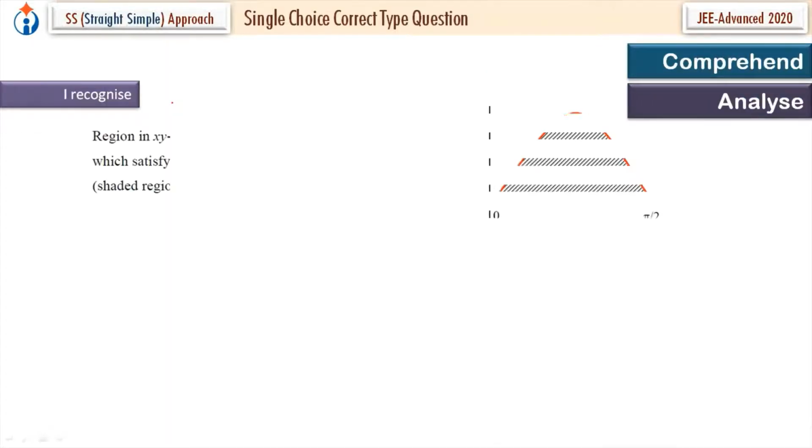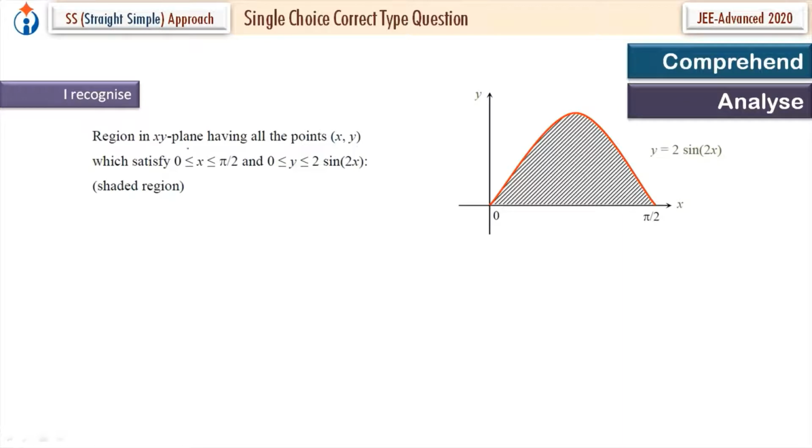Let's analyze. So the region in the xy plane has all the points which satisfy this. तो x 0 से pi by 2 तक है, y 0 से बड़ा है या उसके इक्वल है and y is less than or equal to 2 sine 2x. So that's the graph of 2 sine 2x. So this shaded region is the area which satisfies this.